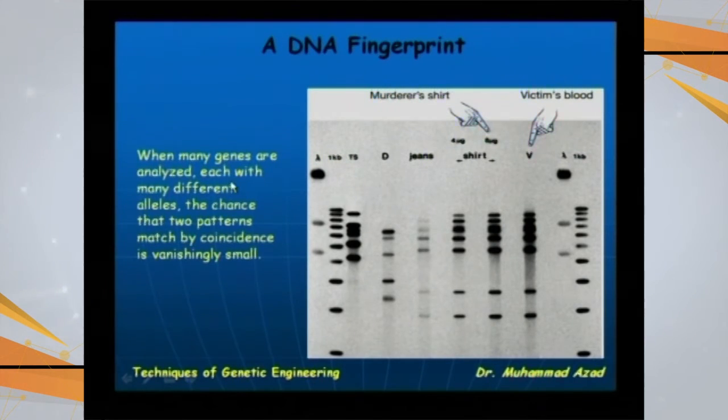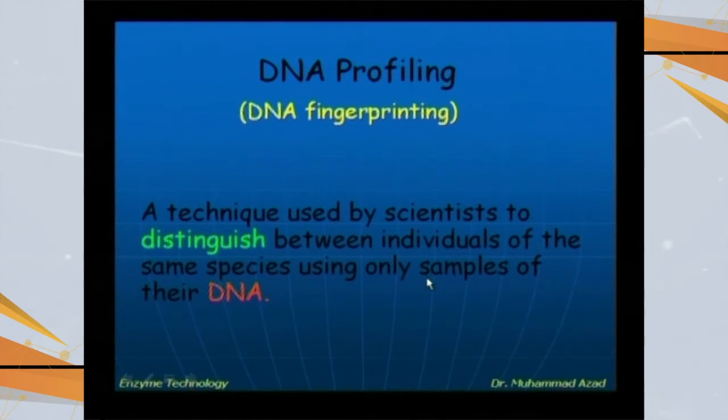When many genes are analyzed, each with different alleles, the chance that two patterns match by coincidence is vanishingly small. So this is one of the murderer's shirts, and this is the victim's blood. We have made the DNA fingerprint of this victim, and this was the shirt of the murderer. So you can imagine which is going to match. We are going to match all of these segments with the suspects which are there.